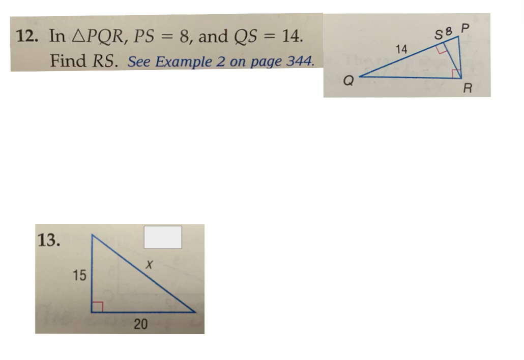For the first one, it says in triangle PQR, PS is 8 and QS is 14. Find RS. This is geometric mean. RS will be the geometric mean between 8 and 14. So for this one, you should have done RS is the square root of 8 times 14. If you leave it as a radical, that's 4 square root of 7. If you put it into your calculator, that's 10.6.